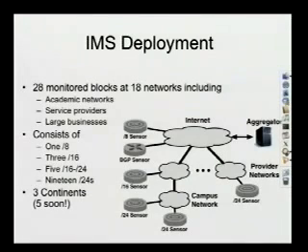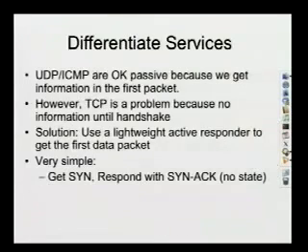So what does the current distributed IMS deployment look like? Right now we monitor 28 blocks at 18 different networks, including a variety of academic, service provider, and large businesses. We have a variety of spaces from very wide as a /8 to a lot of small spaces like /24s. As I pointed out before, key to what we wanted to do is to differentiate services. UDP and ICMP are easy. These types of attacks contain the data payloads that we want to look at without eliciting or doing anything fancy.